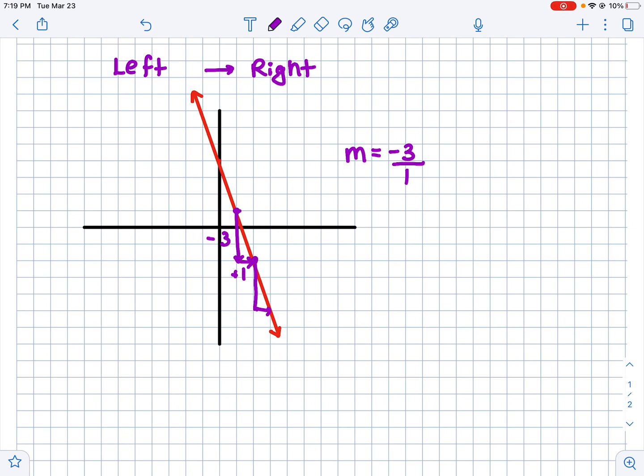Another way of looking at it would be going to the left 1 and then up 3, but then I'd be going left 1, so that'd be a negative. It doesn't really matter where you put that negative sign. You could put it with the 3, or you could stick it right in between the fraction. The point is that your slope is negative. So you've got -3 over 1, or you could just say -3 is your slope.